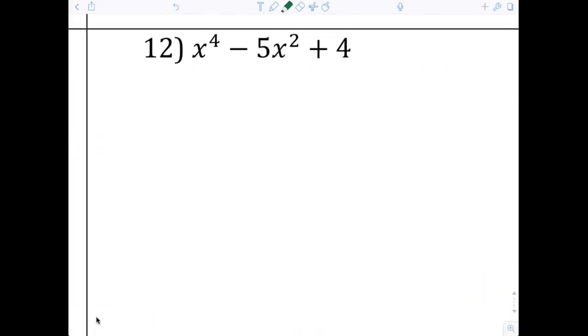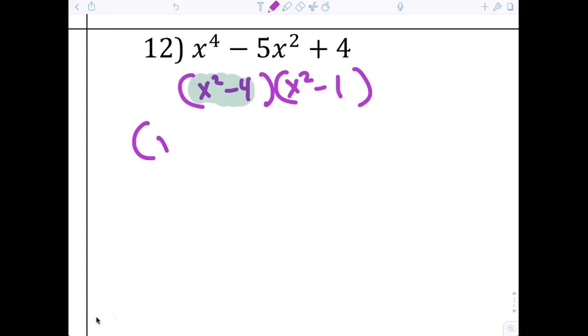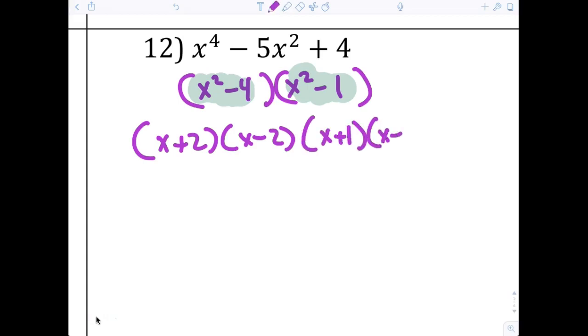Number 12. Look at number 12. All right, number 12 is a good problem. It's a little bit different. There's no GCF, but when you factor it, it factors to x squared minus 4 and x squared minus 1. Do you see that? And now, what happens to x squared minus 4? That one can factor. That is correct. x plus 2, x minus 2. And then x squared minus 1 can factor to x plus 1, x minus 1. Do you agree with that? Anybody have any issues with that?